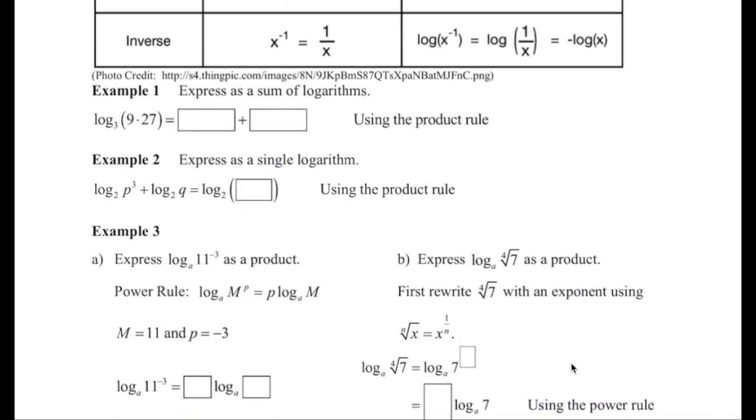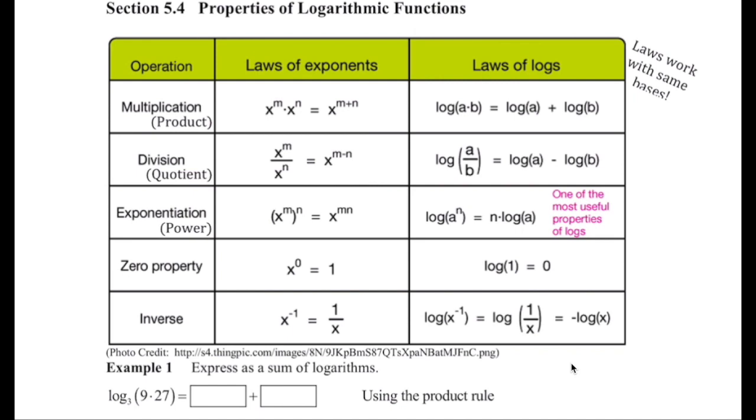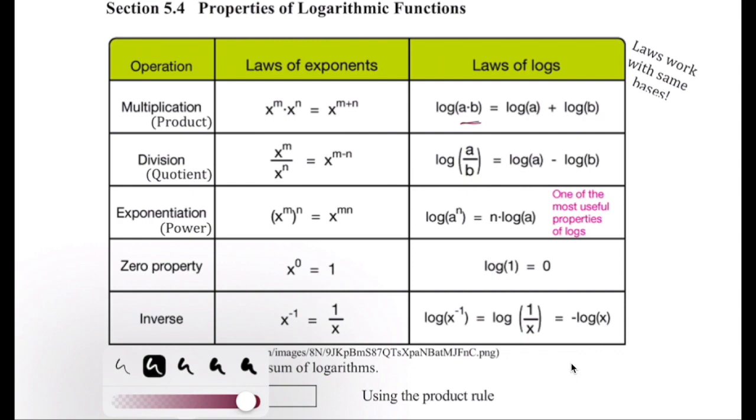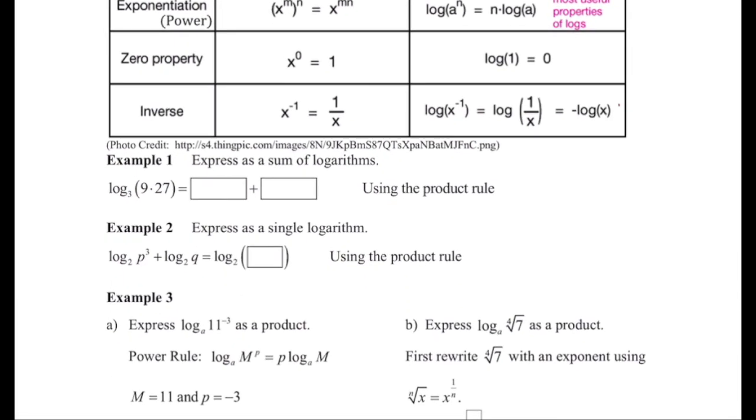So let's express as a sum of logarithms. Notice here that I have log base 3 of 9 times 27. Here I'm multiplying my two values on the inside. And since I'm multiplying those two values on the inside, I can rewrite them using addition. Therefore, log base 3 of 9 times 27 is the same as log base 3 of 9 plus log base 3 of 27. Here we're expanding.